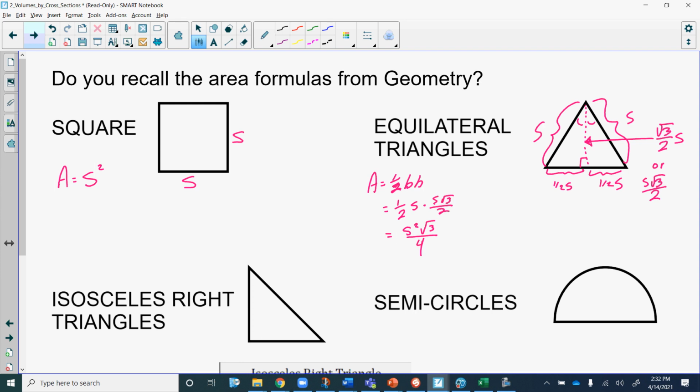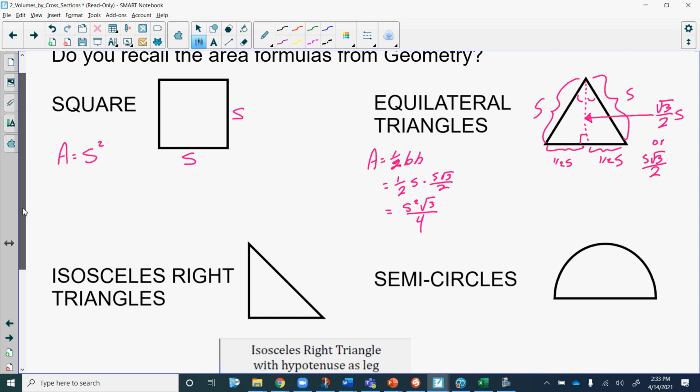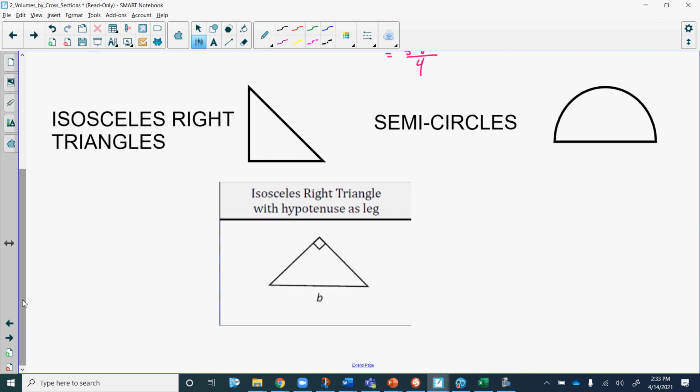So that's how I can represent the area of an equilateral triangle. Take the length of the side squared, multiply it by the square root of 3, and then whatever that product is, divide it by 4. And these are the areas that we're going to be using. These are going to be things that we can use to perform integrations with.